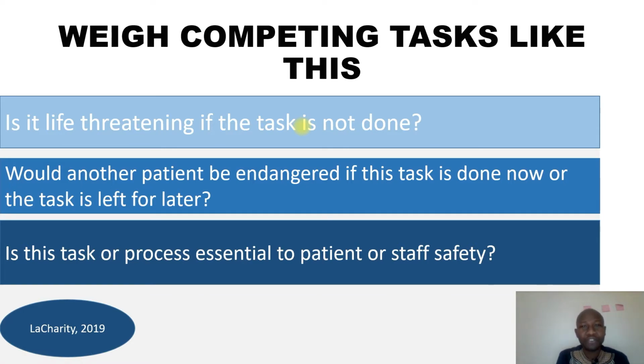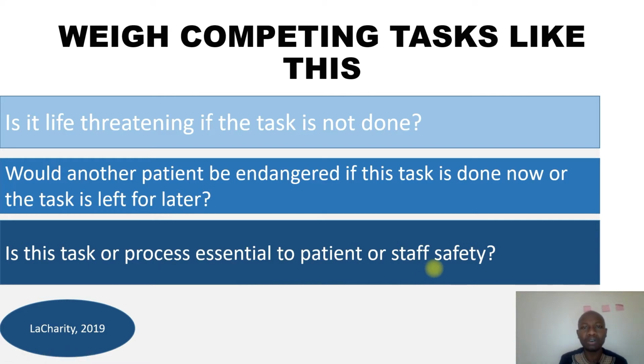So use the following skills to eliminate tasks and weigh competing tasks so that you can answer the question correctly. The first question that you will ask yourself is, is it life-threatening if the task is not done? Also ask yourself, would another patient be endangered if this task is done now or the task is left for later? Is this task or process essential to patient or staff safety?